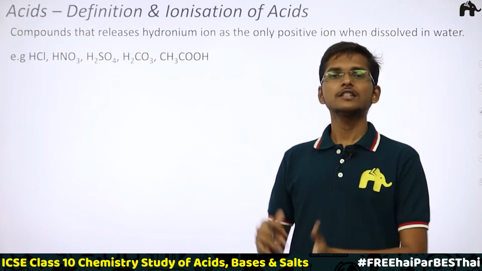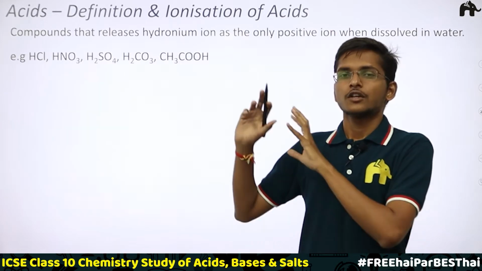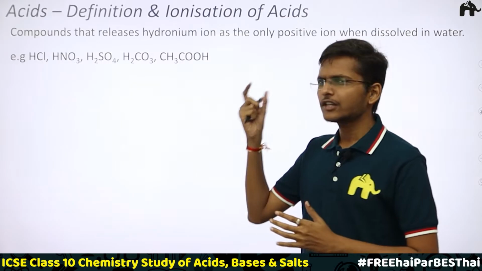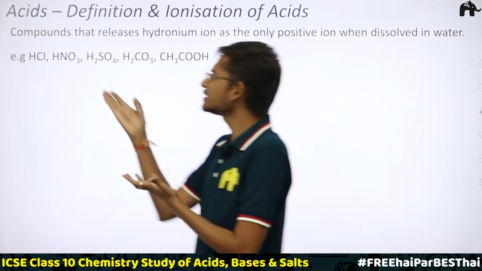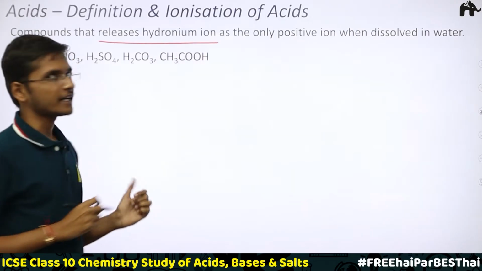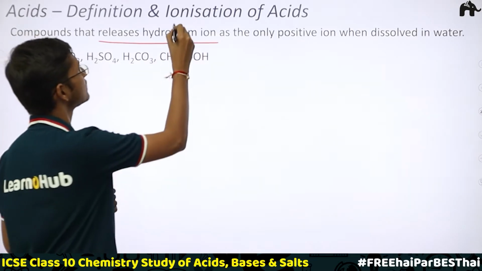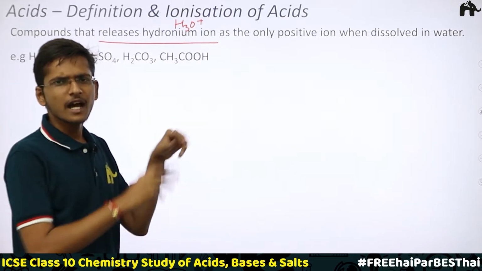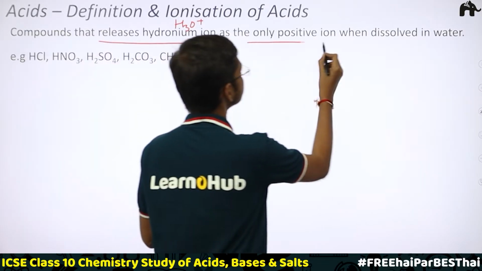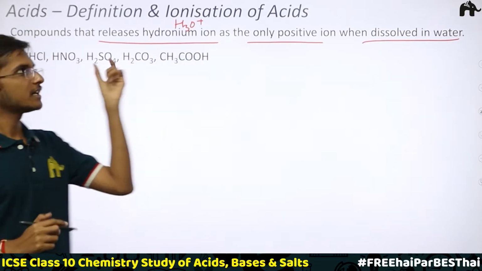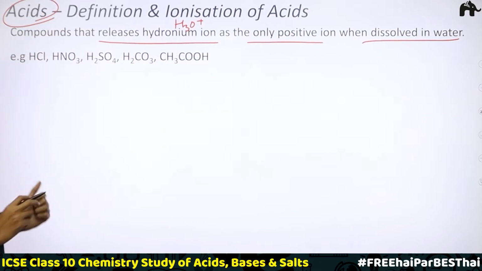Now let's first start with the definition of acids, and then we are going to see the classification of acids. So first, what are acids? Acids are simply the compounds which release hydronium ion. Now we know what hydronium ion is, H3O+, correct. They release this ion as the only positive ion when they are dissolved in water, and such compounds are called acids. Very simple.